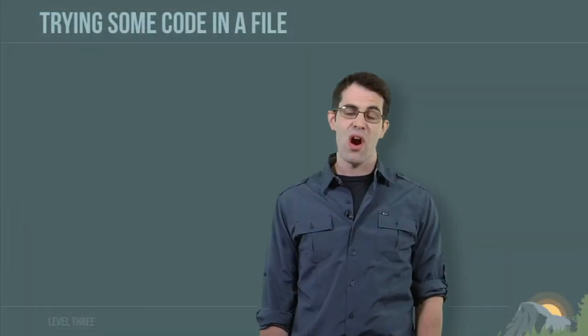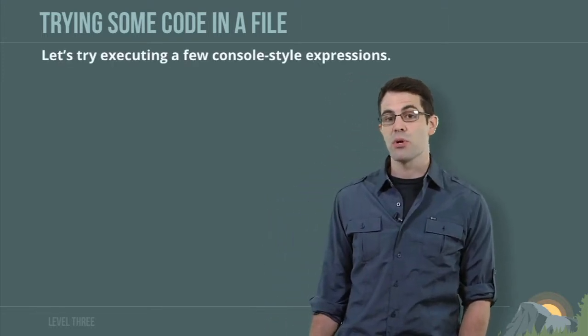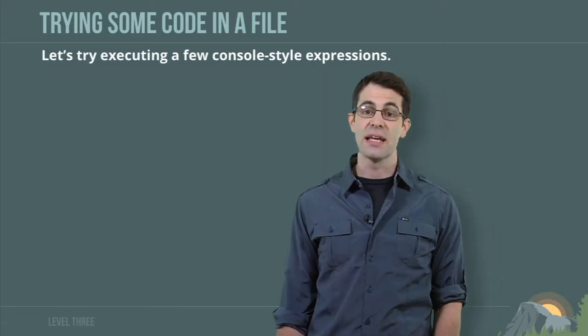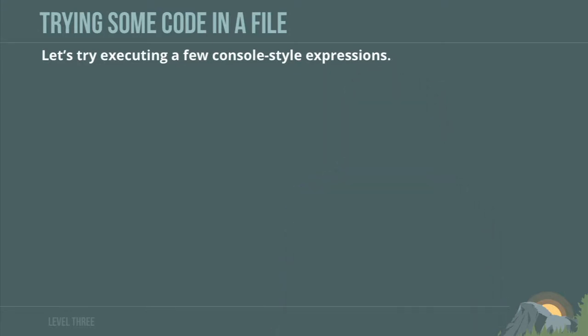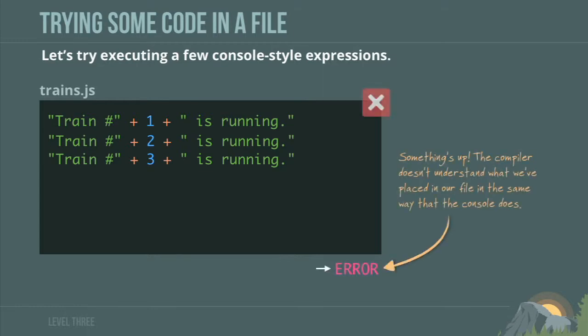Cool, now we know where our files are and we know how to make them, so let's see if we can put some JavaScript code in our trains.js file and get something to execute. Let's put a few console-style expressions inside our trains.js file just to see if we get a good response from our compiler. Uh-oh, error. What's up?